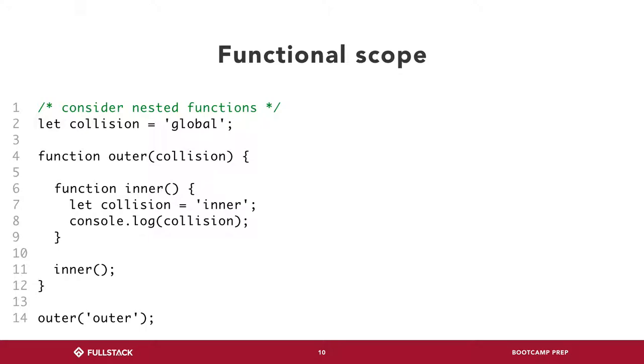So it wouldn't reassign it? No. You can't redeclare it after it's already been declared. So if you had collision here, you can't say in line 5, let collision equals whatever. But what if it just said collision equals? Yeah, then you could do it. That's just reassigning. But then would it look at the collision equals inner, or would it go outer?